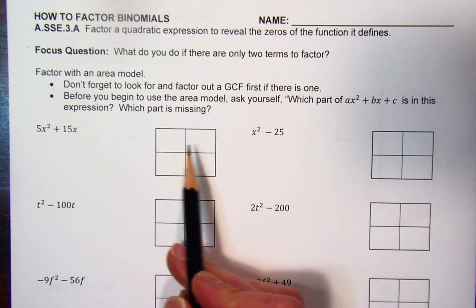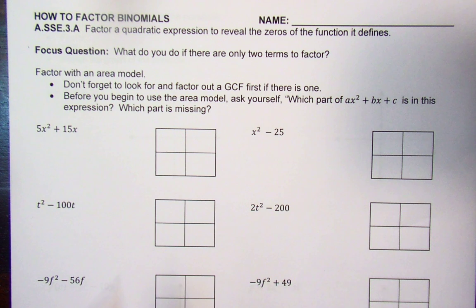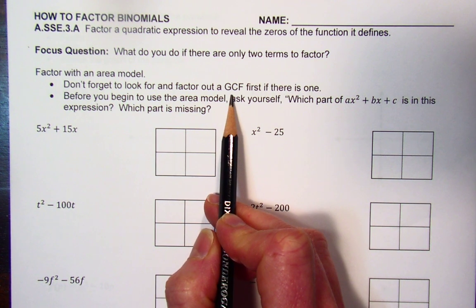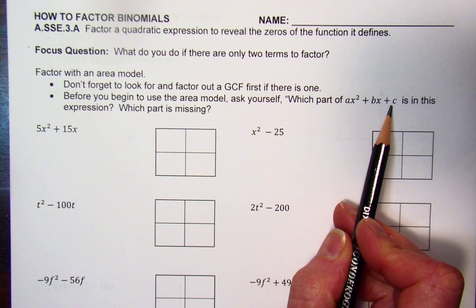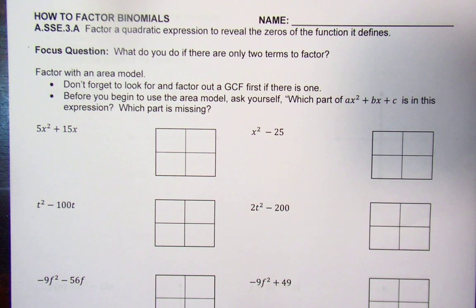We're still going to use our generic rectangle area model. We're still going to look for a GCF first if there is one. And there are going to be some parts of ax squared plus bx plus c that are missing. And that's okay, we expect that.